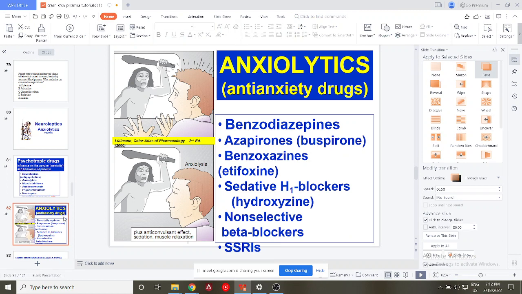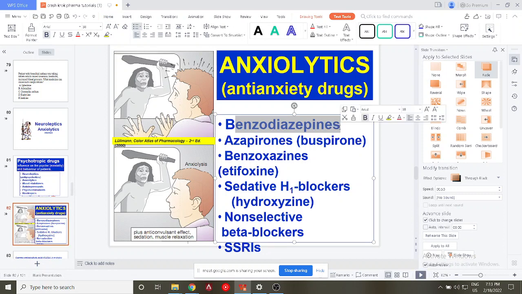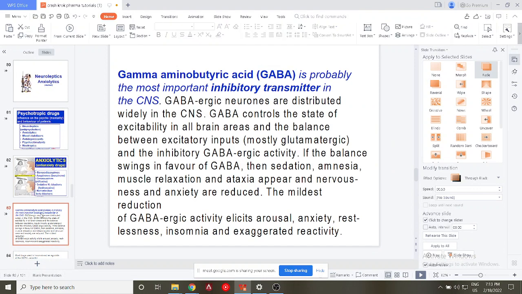Okay, first we're going to talk about anxiolytics. The main drug you should know for anxiolytics is benzodiazepine. Also, there's buspirone. The main thing you should know here is that benzodiazepine is an anti-anxiety drug. The mechanism of action of benzodiazepine is that it deals with gamma-aminobutyric acid.